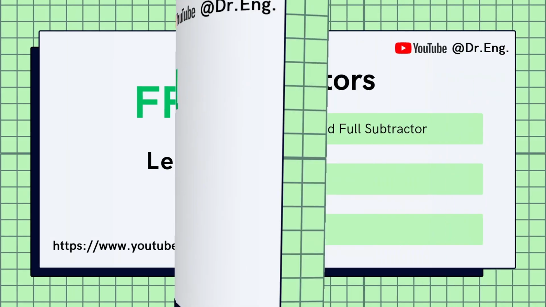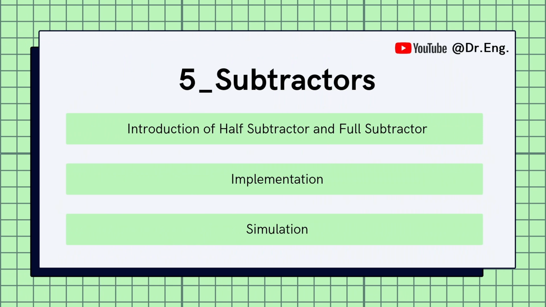Today, we'll be covering two fundamental digital circuits, the half subtractor and the full subtractor. These are the basic building blocks for performing binary subtraction, which is critical in digital systems like computers, calculators, and more. By the end of this lesson, you'll understand how these subtractors work and how to design them.